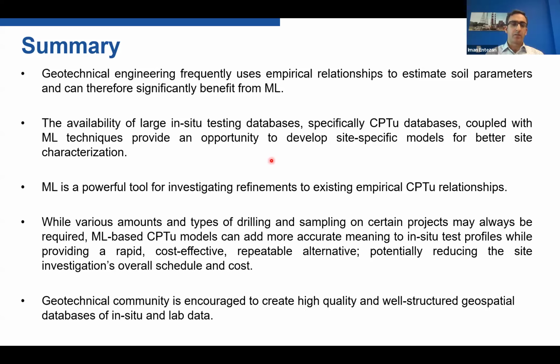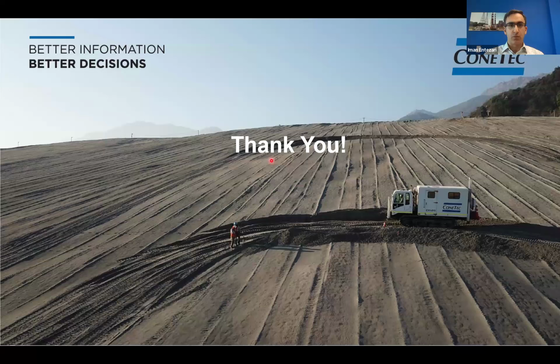And then this is the point that we also want to include, and that is that the geotechnical community is encouraged to create high quality and well-structured geospatial databases of in-situ and lab results, and that way we could then apply machine learning and new emerging models to have better site investigation tools. And with that, thank you very much.